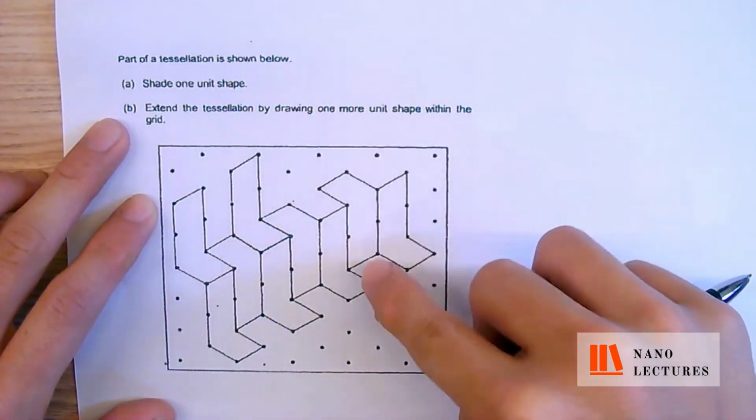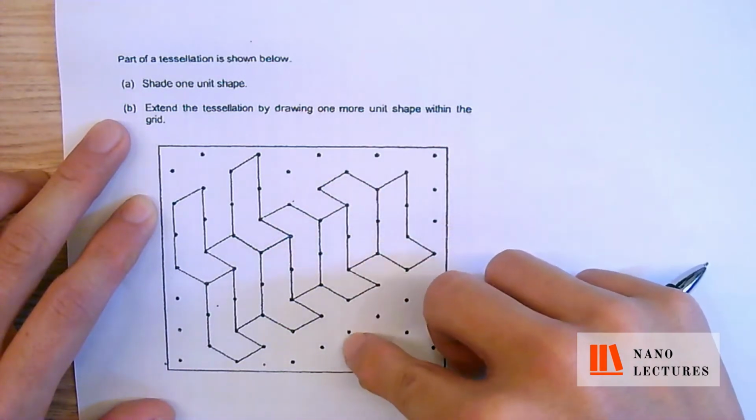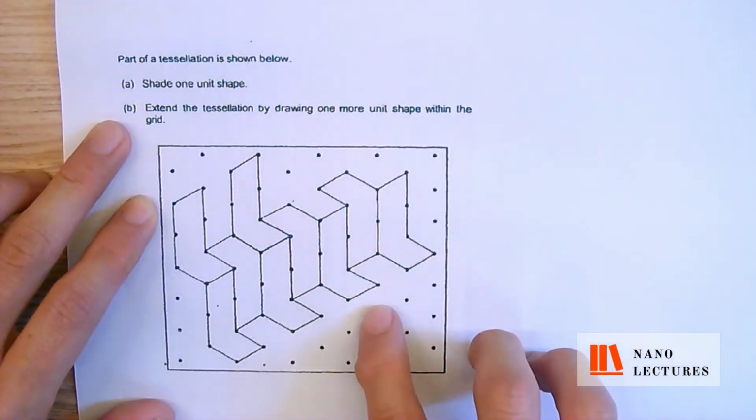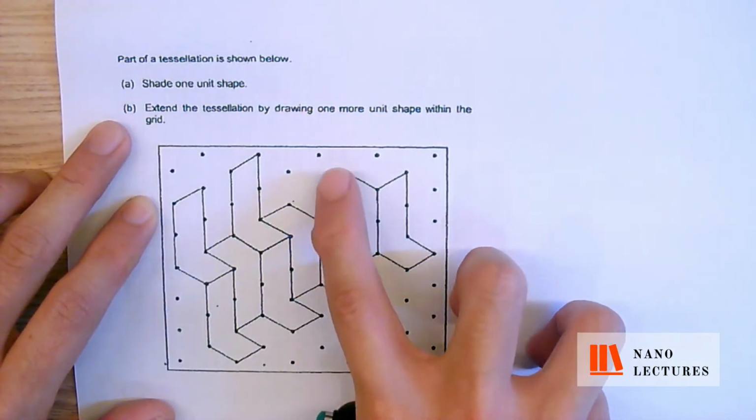The strategy is this. Because I know that the next part will be extending the tessellation by drawing one more unit shape, I will shade the one that, if I draw the next one, I will have the most space. So which one do you think has the most space? Over here, we have the most space, right? Okay, so I'm going to shade this one.